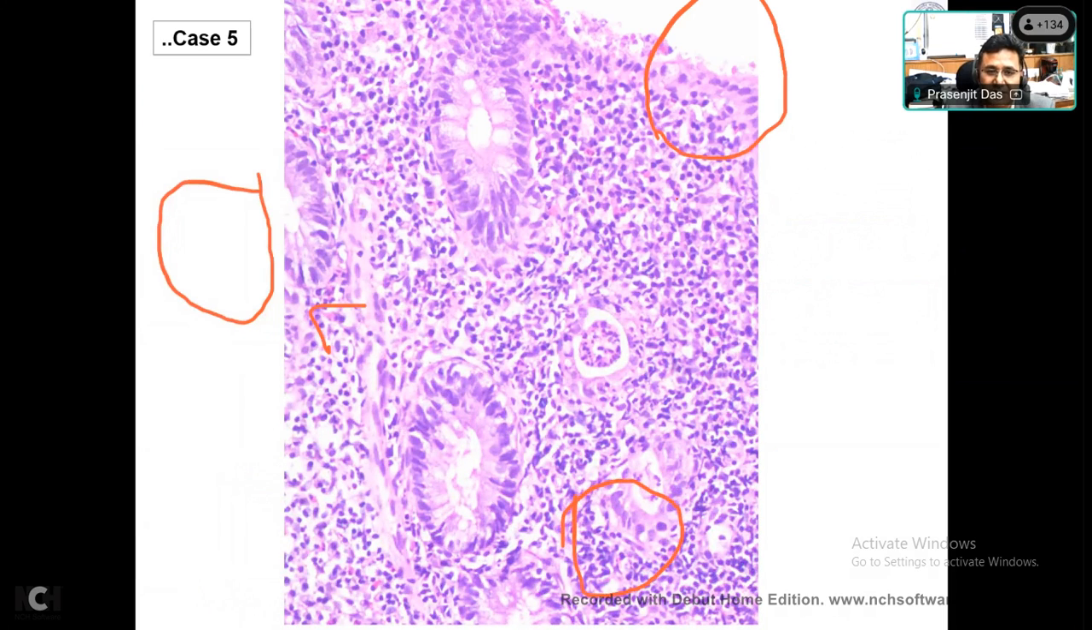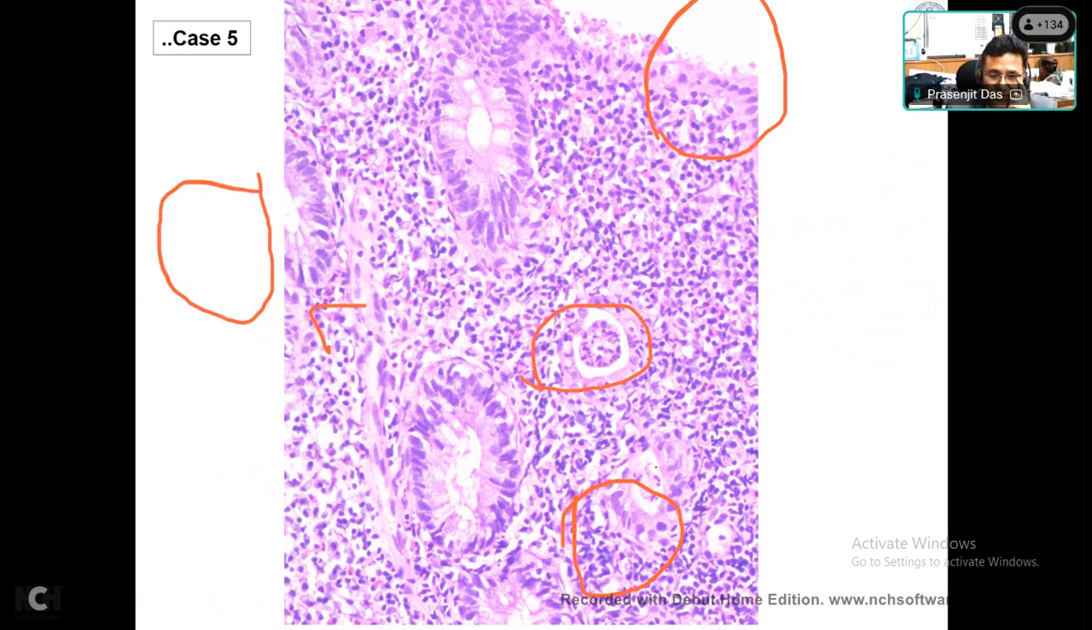What can you see in this picture? So cryptitis is there. That is a feature of chronicity? Cryptitis is there, chronicity or activity? Activity. Neutrophilic collection within the crypt. So neutrophil, it is activity. So now, what will be your morphological interpretation?